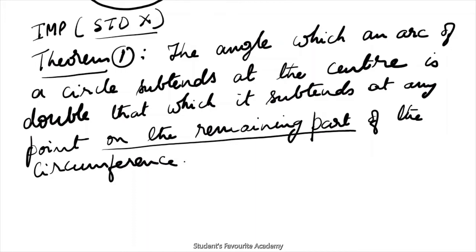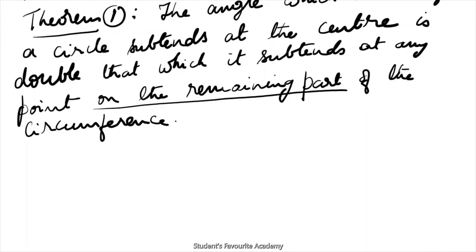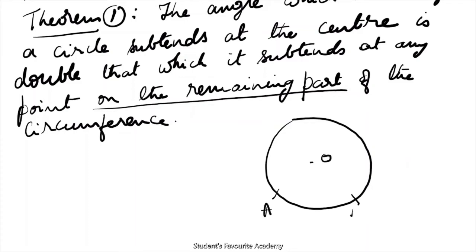Now let me explain to you. The angle which an arc of a circle subtends at the center means what? Suppose there is a circle with center O. Now the angle which an arc of a circle, so there must be an arc, say AB is the arc. So the arc AB subtends angle AOB at the center. AOB is the angle made by the arc at the center.